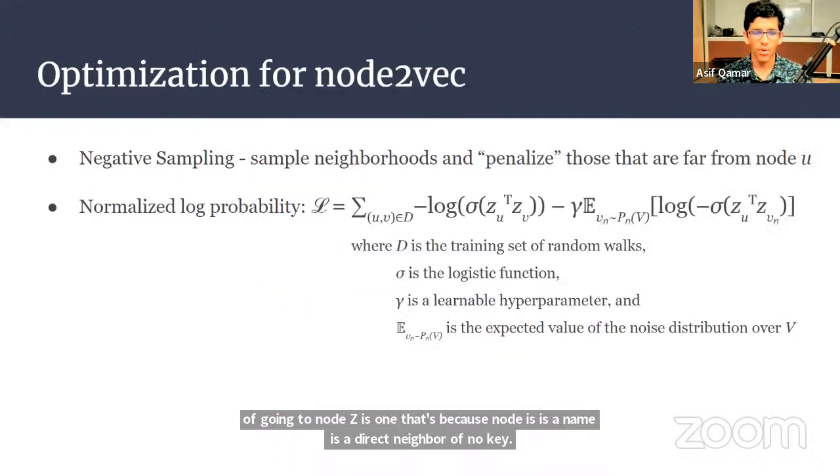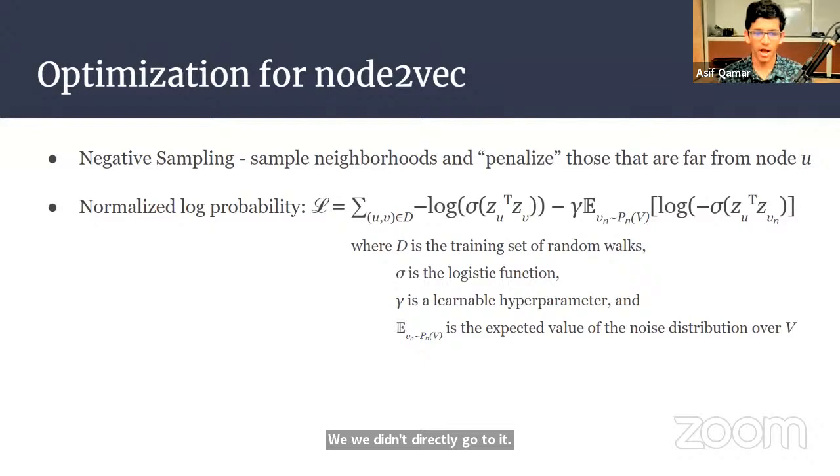Yeah. So one optimization for Node2Vec is called negative sampling, where we sample all the neighborhoods that we have, and we penalize those that are far from a given node U. This gives us a normalized log probability, which is the negative log loss of the inner product, normalized by the logistic function minus the expected value of the noise distribution over V. Pretty complex, but let's break it down. We use the logistic function to map the inner product to a 0 to 1 range, which makes it easier to classify each input. And the negative log of this value once again reflects our desire to maximize the correlation between embedding and node similarity.